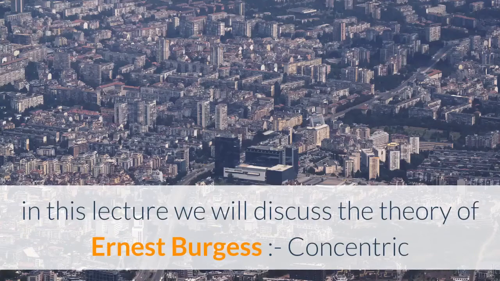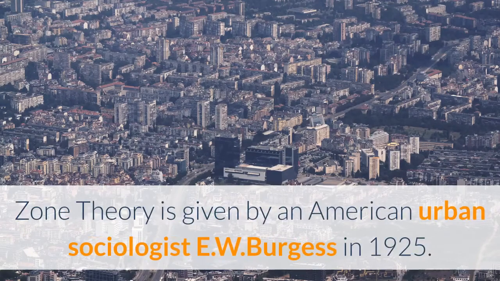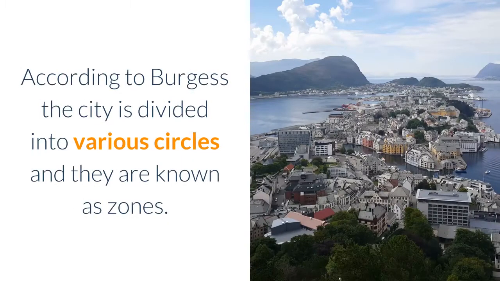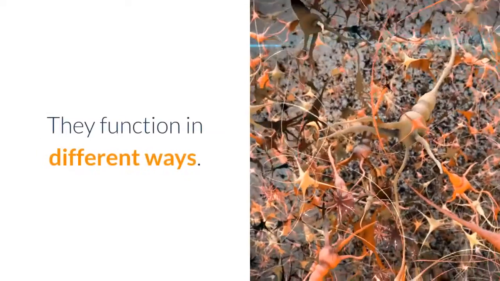In this lecture we will discuss the theory of Burgess. Concentric zone theory was given by an American urban sociologist, E.W. Burgess, in 1925. According to Burgess, the city is divided into various circles known as zones. They function in different ways.